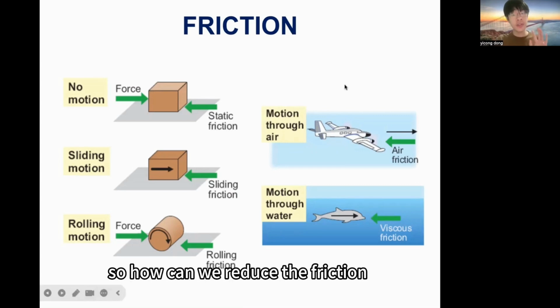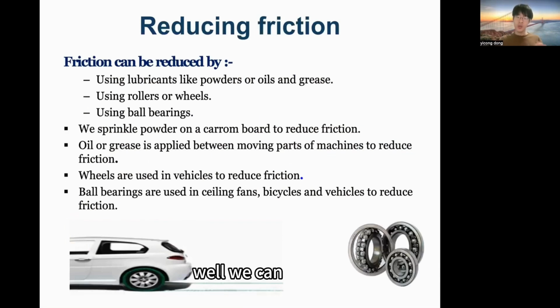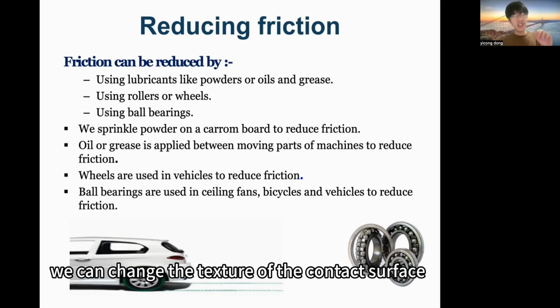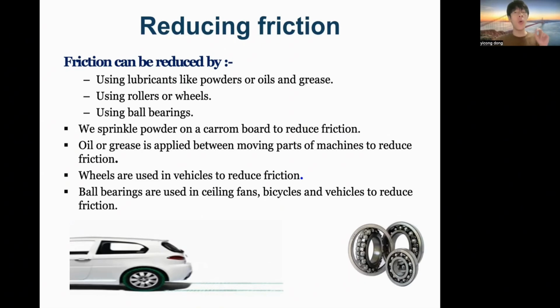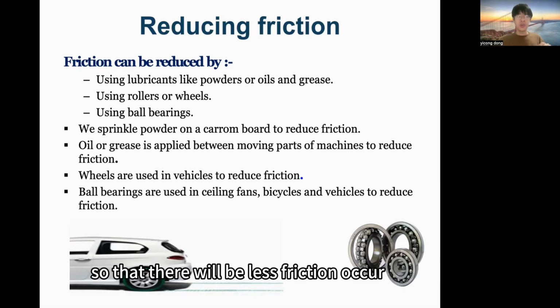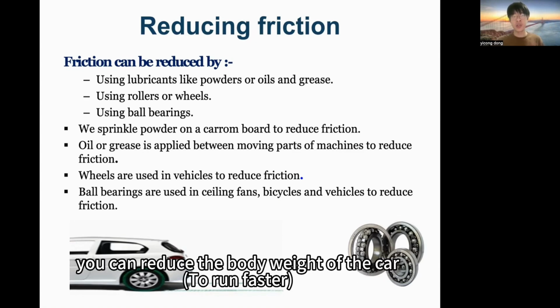So how can we reduce the friction? Well, we can consider the formula F equals mu N, right? We can change the texture of the contact surface. We can make it smooth, like on ice. Or we can change N. We can reduce the gravity or reduce the normal force so that there will be less friction. This is really simple in F1, right? You can reduce the body weight of the car.